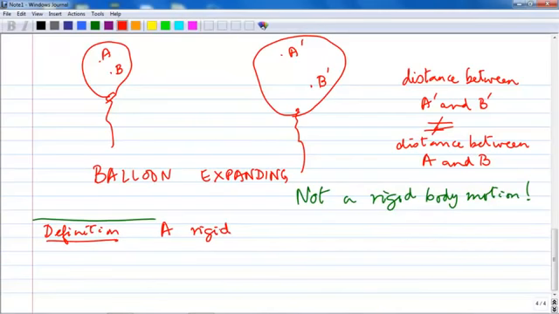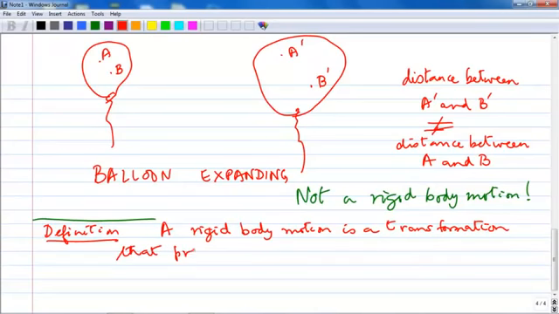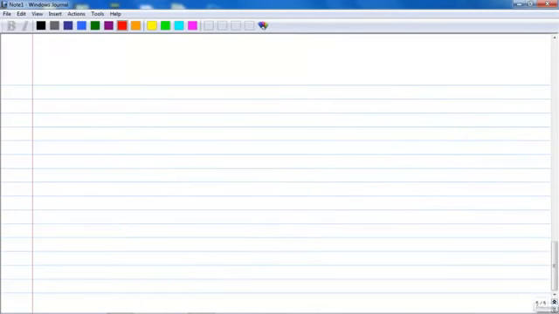Rigid body motion is a transformation that preserves distances. Okay, so let's state this more precisely.